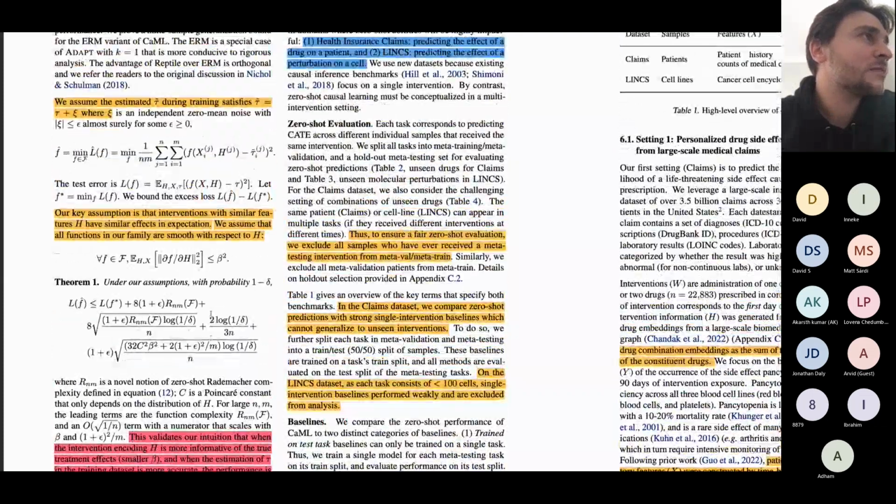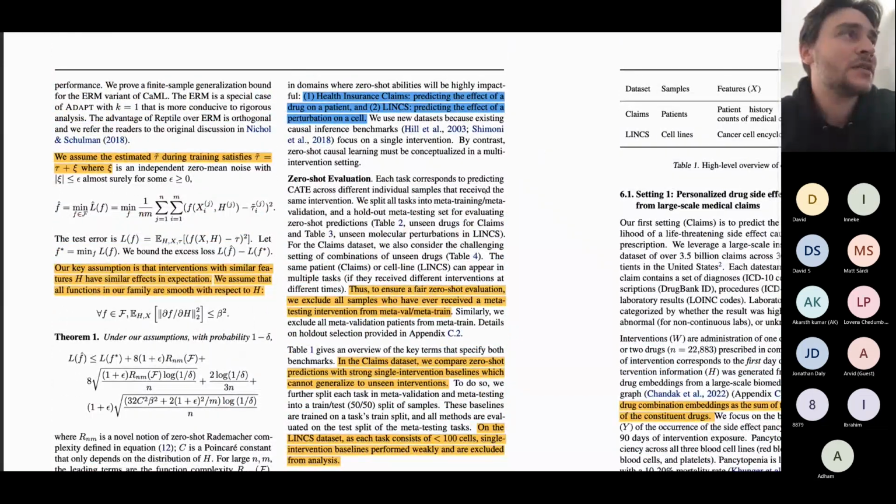Okay, let's talk about experiments. So they evaluate their model on two data sets. One is health insurance claims, predicting the effect of a drug on a patient, and one is predicting the effect of a perturbation on a cell. So for the health insurance claims, there are two drugs included in these claims, and there's one side effect of these drugs which is potentially fatal, which is the effect they're trying to estimate.